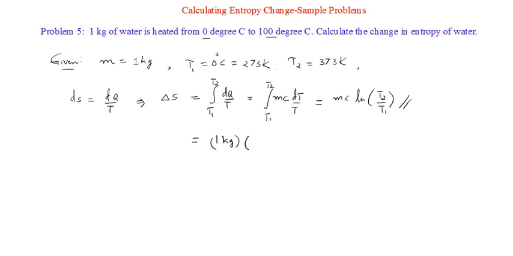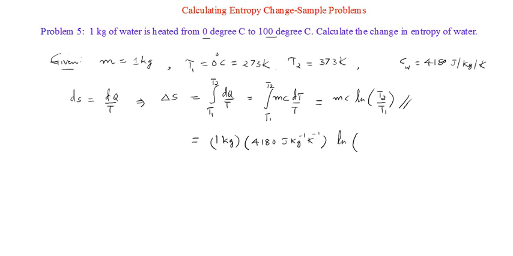Since it is in kilogram, I have to use the C of water, that is 4180 joule per kilogram per Kelvin. That will be the better unit. So I can write 4180, or 4.18 into 10 raised to 3, whatever it is, 4180 joule per kilogram per Kelvin, into natural logarithm of T2 by T1.